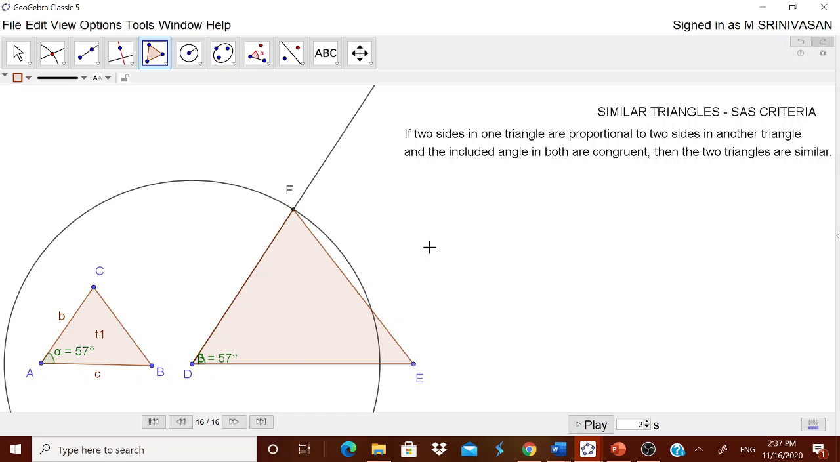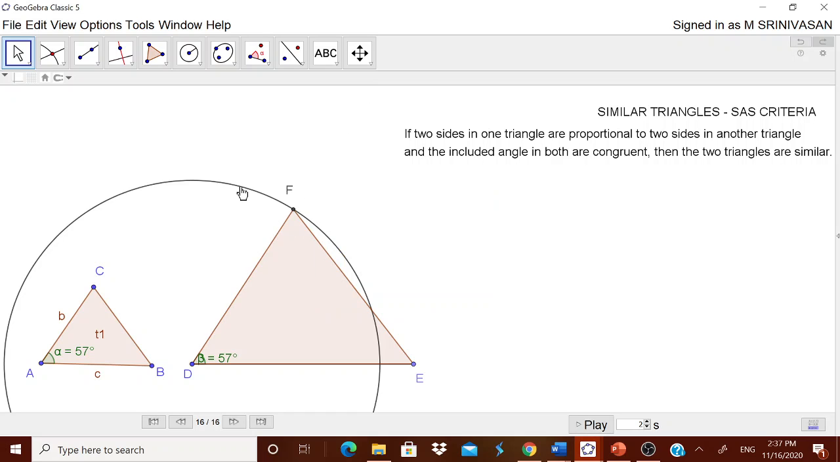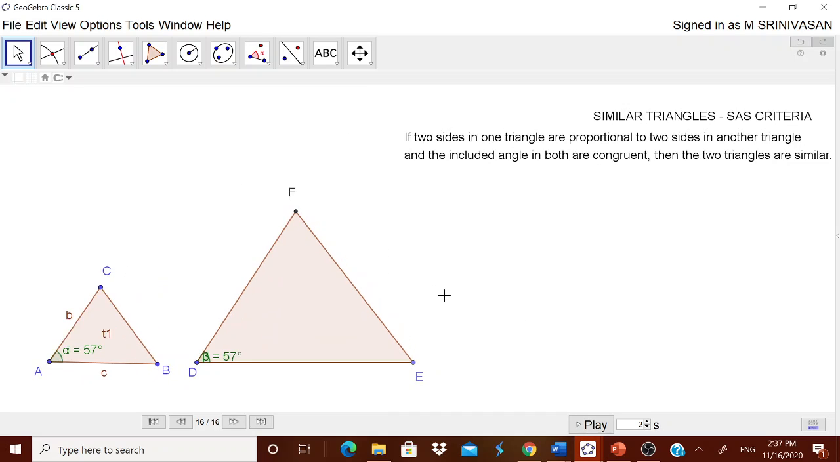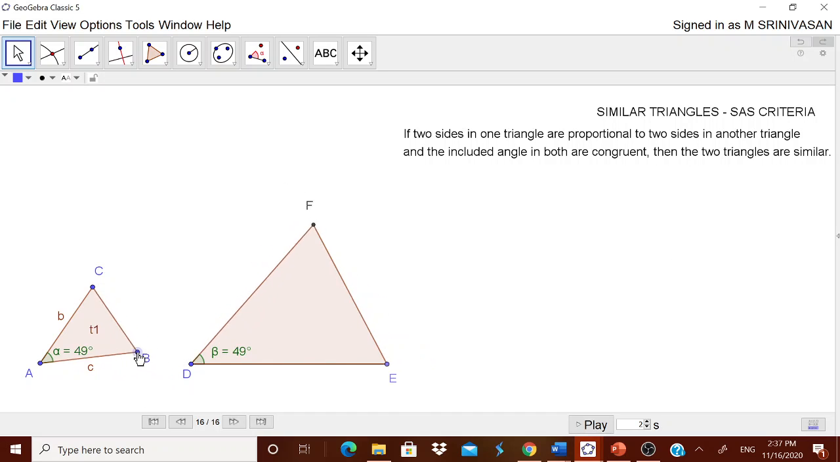Now I don't want things which have helped me out now. Or I can hide it. Right click, show the object. Again right click and show the object. It will go now. Anything else required now? Okay. Now all are got it. You got everything now. Now you claim that this ABC is similar to DEF.